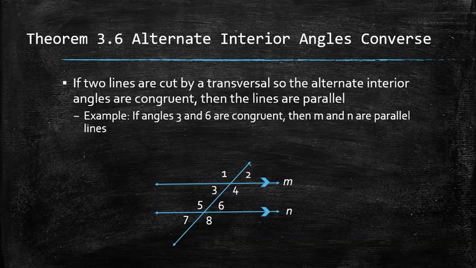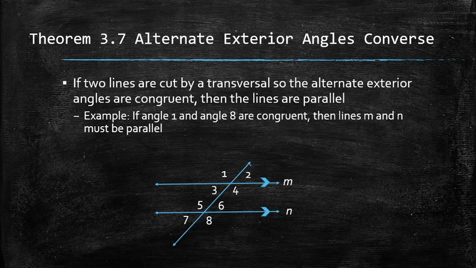Theorem 3.6, Alternate interior angles converse. If two lines are cut by a transversal so the alternate interior angles are congruent, then the lines are parallel. For example, if angles 3 and 6 are congruent, then M and N are parallel lines.